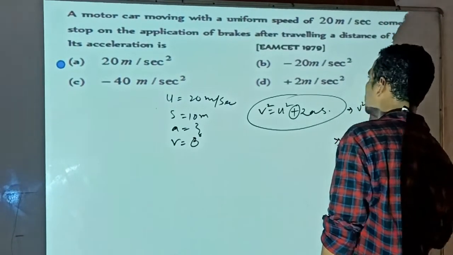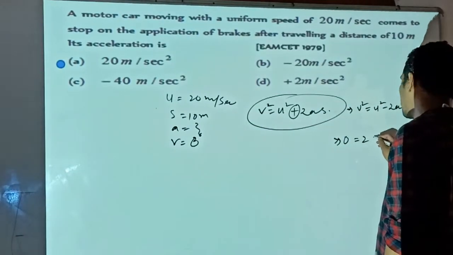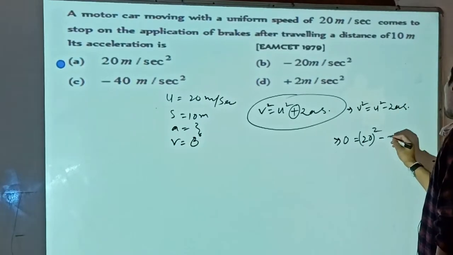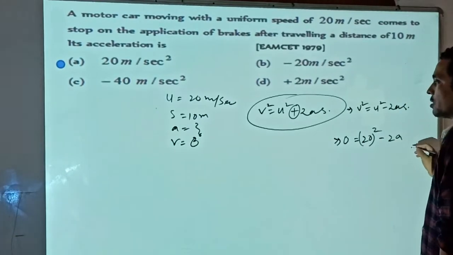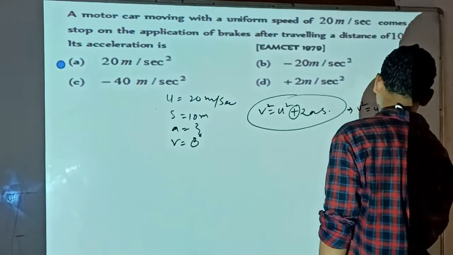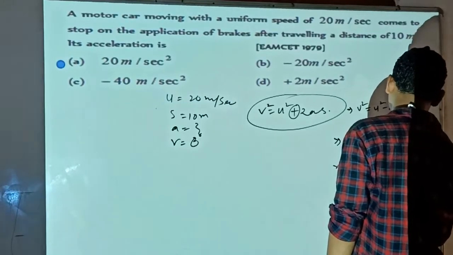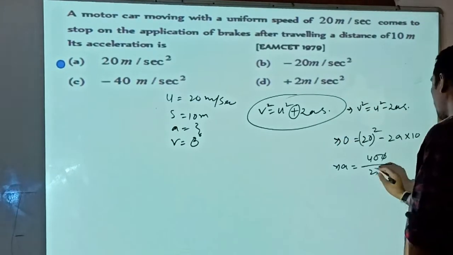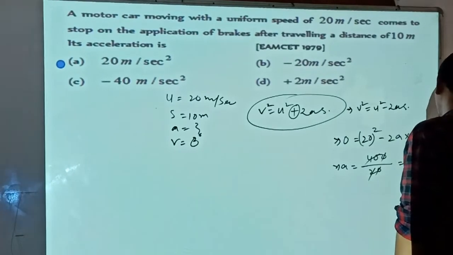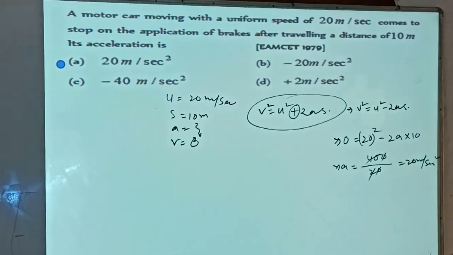Put in the value of v equal to 0. Initial velocity is 20 meter per second, so taking the square of u, that is 20 square, minus 2 into a, s is given that is 10. So a will be 400 divided by 20, so 0 will be cancelled out and 40 divided by 2 will be 20 meter per second square. I think this will be your correct answer.